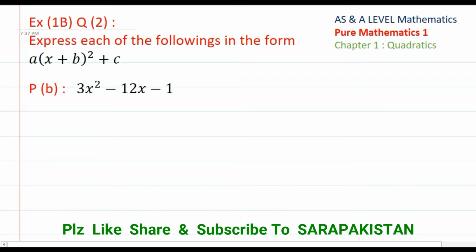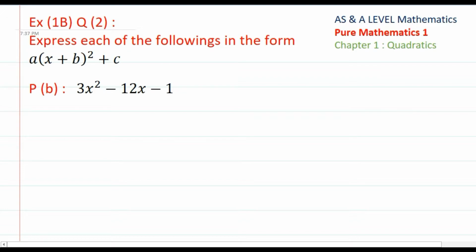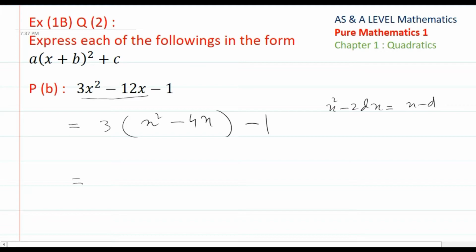3x square minus 12x minus 1. You can write it by taking common from these two terms. We can take 3 as common and you are left with x square minus 4x minus 1. Then x square minus 2dx is equal to (x minus d) whole square minus d square.